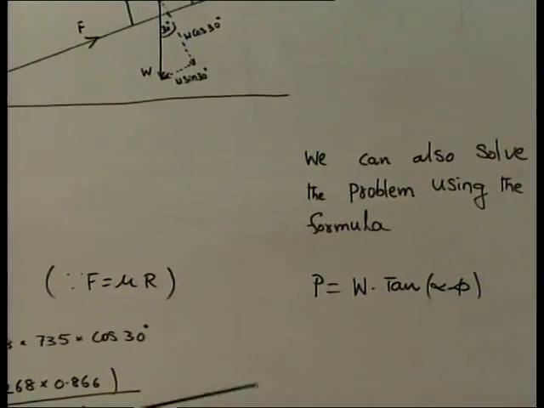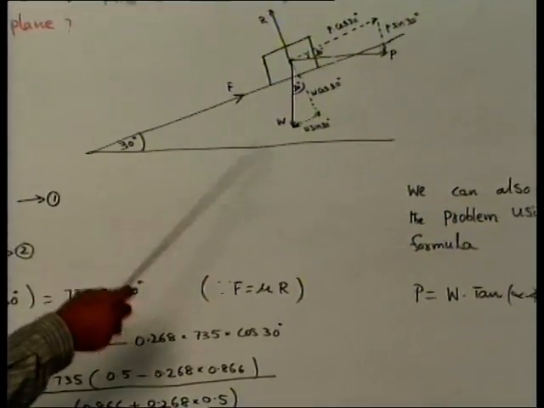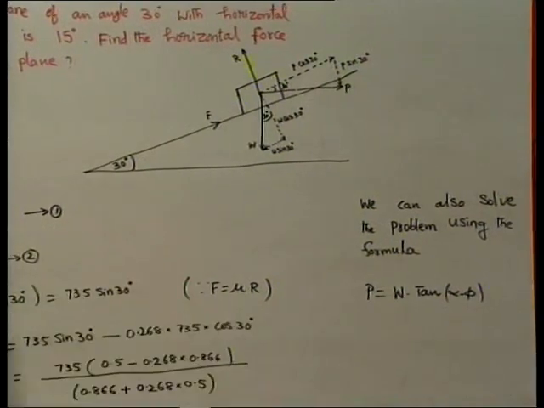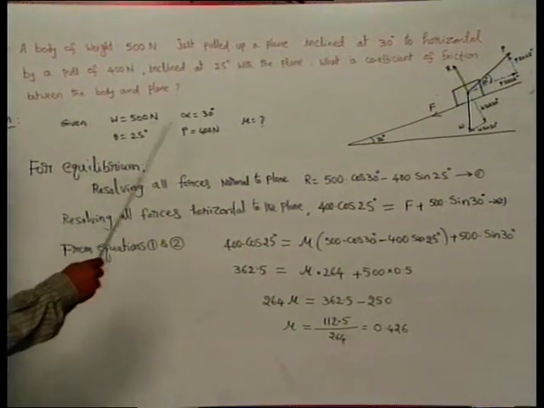So to remember the formula is very easy when the body is coming down. Suppose the body is going up the plane, we have to use the formula W tan of alpha plus phi. Let us see the second example.